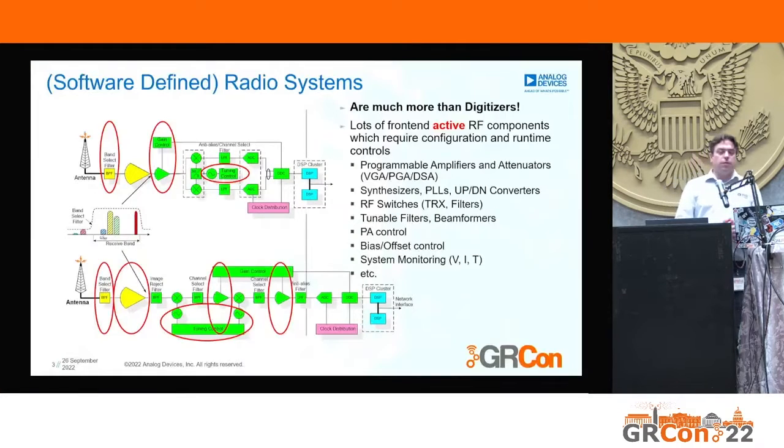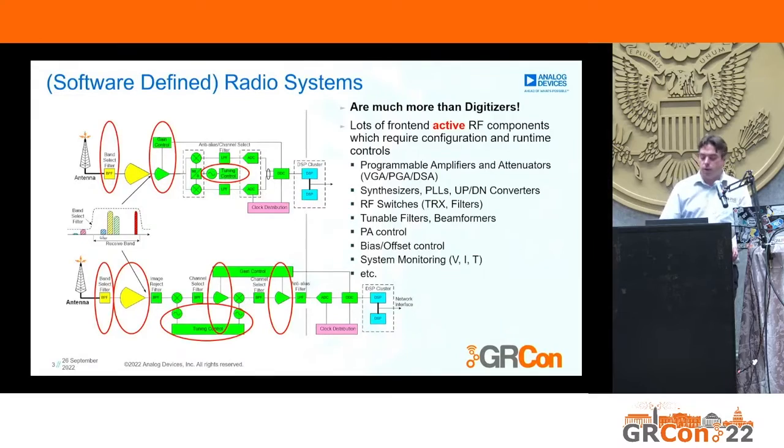Software-defined radio systems in general are much more than just the digitizer. There are lots of active mixed signal front-end components that require configuration, runtime, and control. This includes programmable gain amplifiers, attenuators, synthesizers, PLLs, up-down converters, RF switches for filter banks, tunable filters, beamformers, PA control, offset bias, or even some system monitoring.